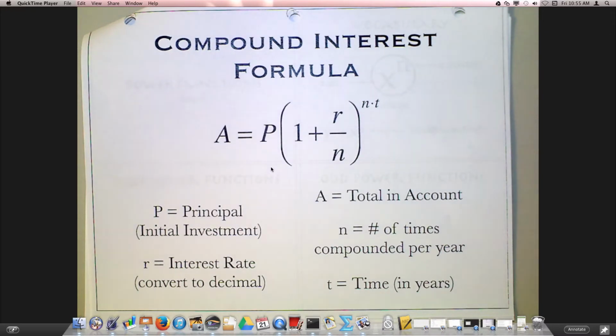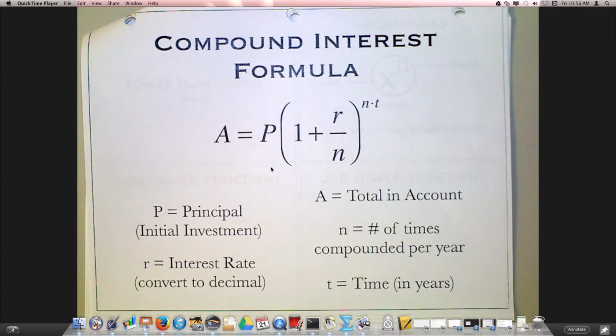R is your interest rate. Okay, that's going to be given to you as a percentage. You have to make sure to turn it into a decimal. How do you turn a percent into a decimal? Two to the left. Yes. And sometimes it's going to look like it's already a decimal. It's going to be like 2.4%. That's still a percent, so you still have to move the decimal 2 to the left.